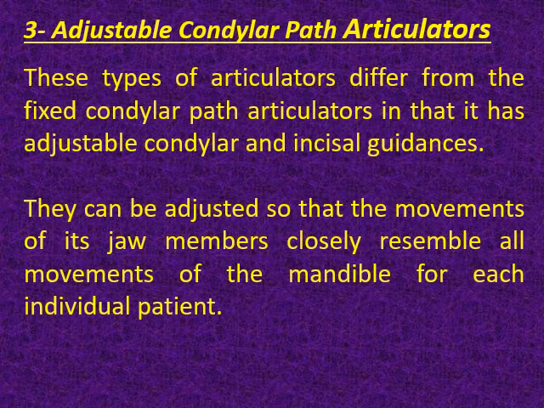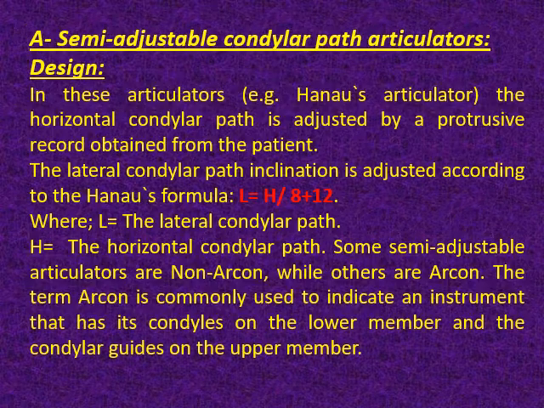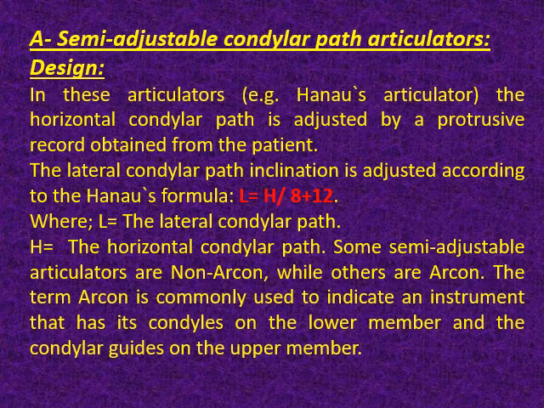Now, the adjustable condylar path articulator. These articulators are completely different from the fixed condylar path articulator, in that the condylar and incisor guidance can be adjusted. The movement of the jaw closely resembles the movement of the mandible of each individual patient. It is divided into Class 3, the semi-adjustable condylar path articulator.